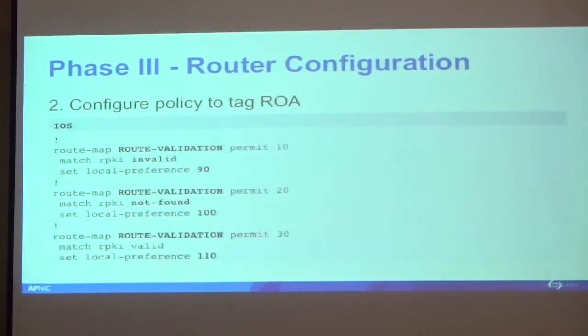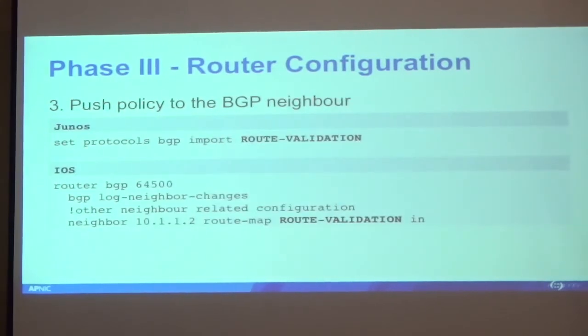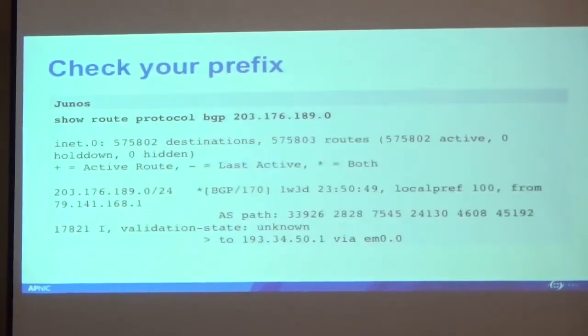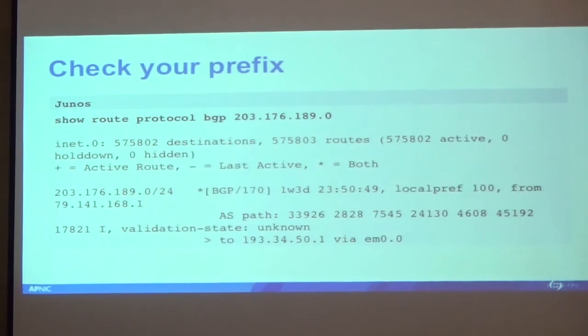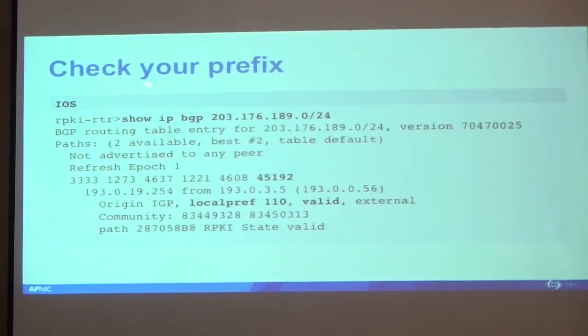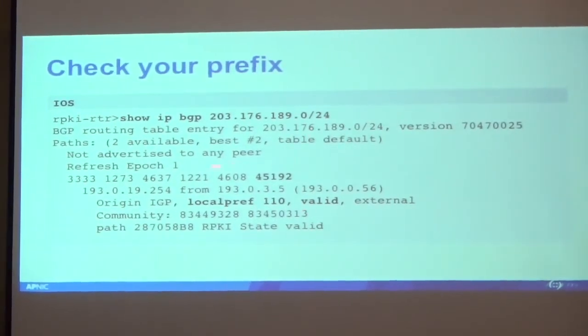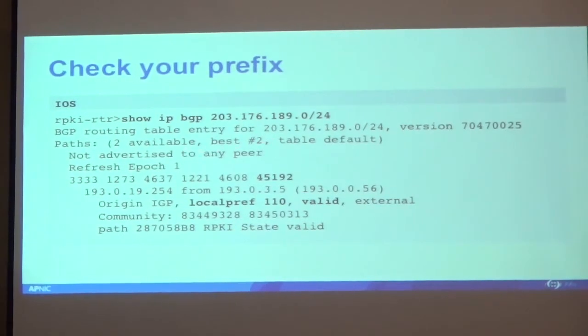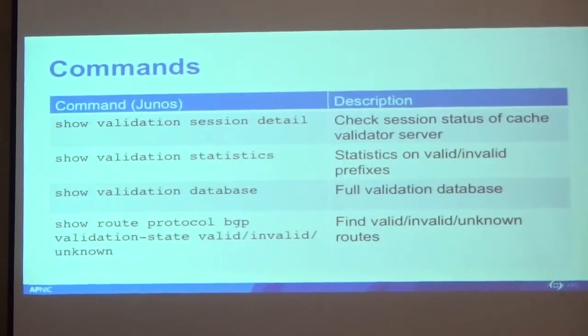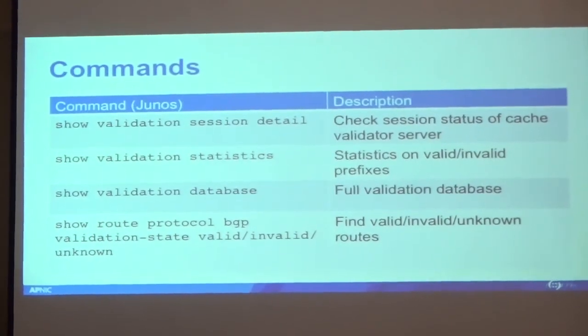The next thing you need to do after creating those policies is push them to your BGP neighbors. These are the commands. Very easy. So neighbor, the IP address of your neighbor, route-map route validation in. For Junos, set protocols bgp import route validation. As simple as that. Those are verification things you can have a look at once you have set up. Show ip bgp and your prefix. It will tell you the status, whether it's valid or not. Those are all of the commands that you can refer to.